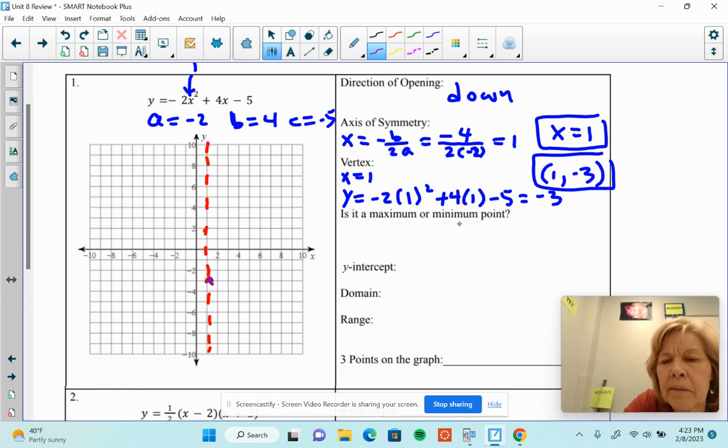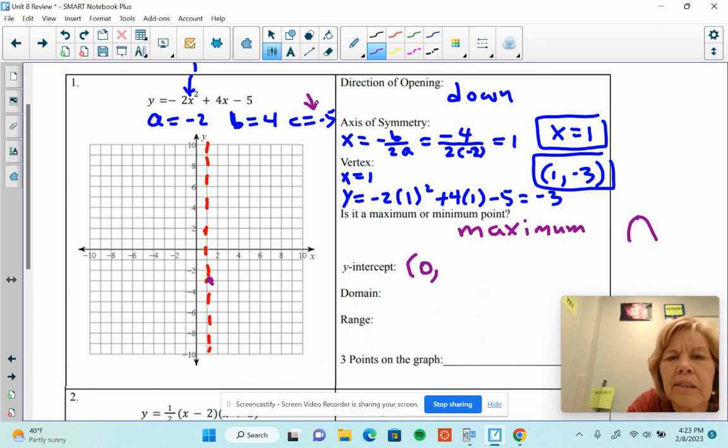We need to know if the vertex is a maximum point or a minimum point. It's going to be a maximum because the parabola opens down. It's opening this way. So we have a maximum, a high point. The y-intercept, remember we plug in x equals 0, but when x is 0, we're just going to get the c value. So our y-intercept is 0, -5. So I've got the y-intercept here. I'm going to use the symmetry and reflect that across that vertical line. If I go 1 unit to the line and then 1 unit to the other side, I get another point. And I'm just going to graph it with those 3 points.